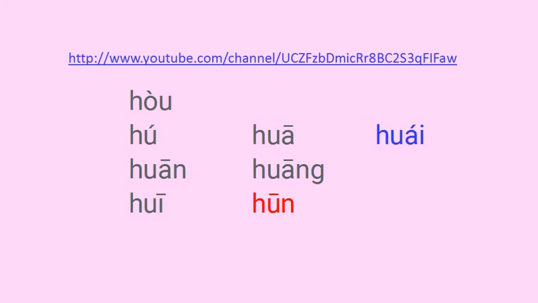HUN has the combination of alphabets UN form. So, HUN is pronounced as Huan. HUO is pronounced as Hua. Please compare the pronunciation of this HUO with HOU before.